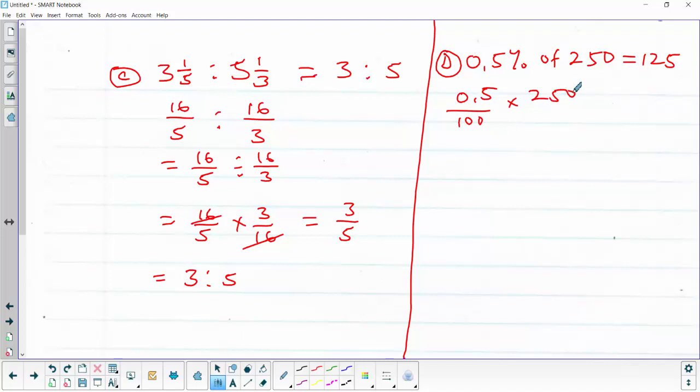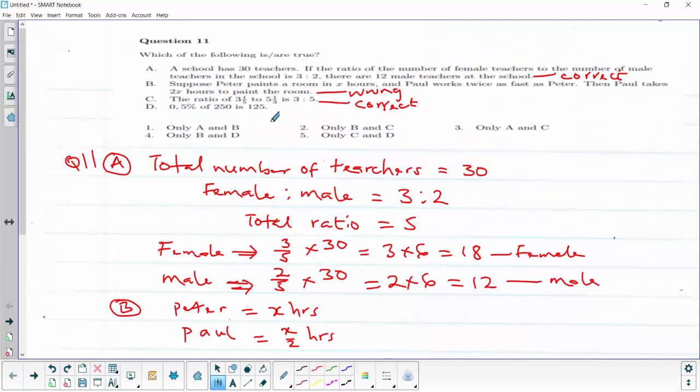So when we use our calculator, or let us do it here, 0.5 divided by 10 multiplied by 25. Don't forget to put equal to. When you use the calculator, we are going to have 1.25. We can see that 1.25 is not equal to 125. So which means this statement is also false. So let us indicate it there before we conclude. So this is also wrong.